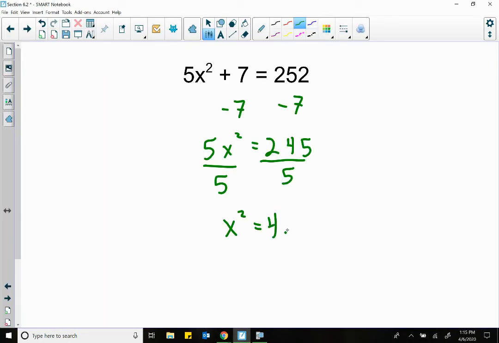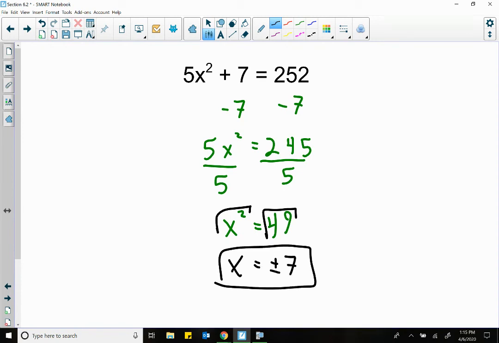And now that the x squared is by itself, how do I get rid of something squared? Square root both sides. And x is equal to, hopefully you said, plus or minus 7. And that is how 6.2 works. Good luck.